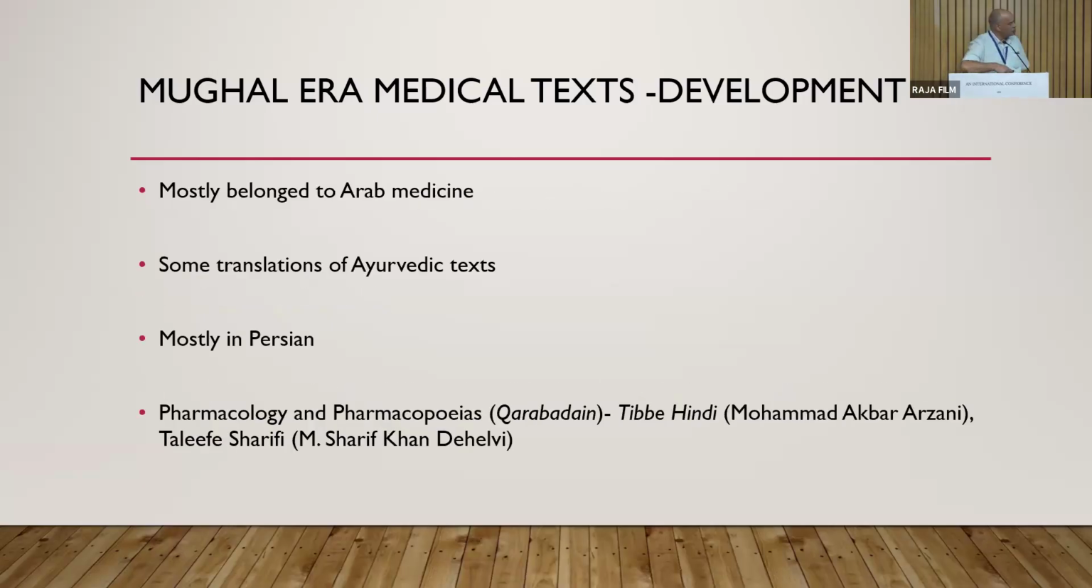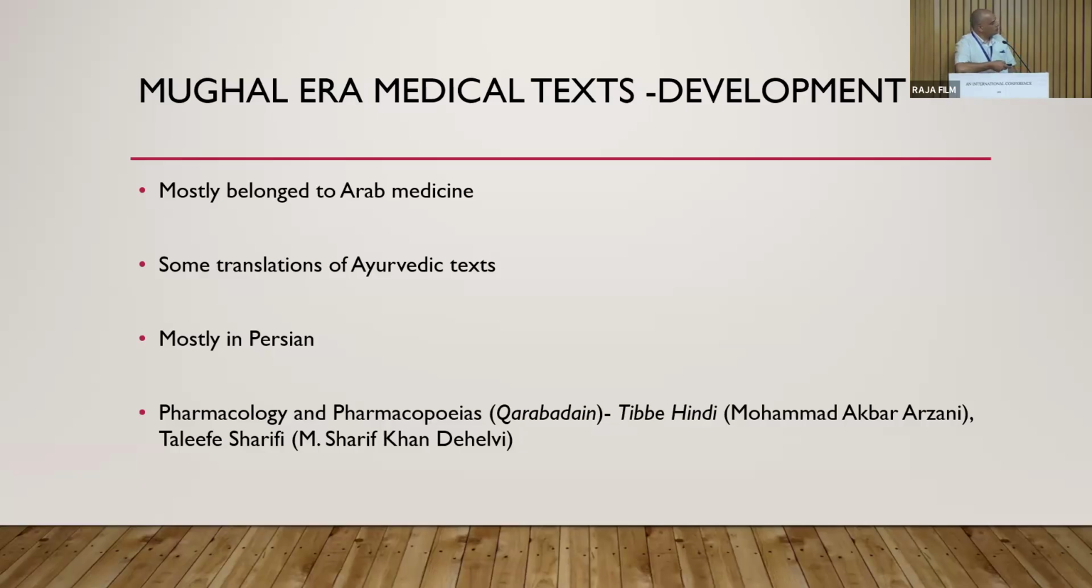salaries. So medical texts mostly belong to Arab medicine, as I already told you, though there were some translations of the Ayurvedic texts. Most of the texts during this period were Persian, though there are many Arabic translations also. Initially, the medical texts were written in Arabic. And from Akbar's period onwards, the Persianization of this system was done. Many books were written in Persian. Arabic was the language of the elites, and Persian was of the common masses. When this medicine shifted from Arabic to Persian, it led to its popularity, because it was the language of common men and many people could learn and practice this medicine.